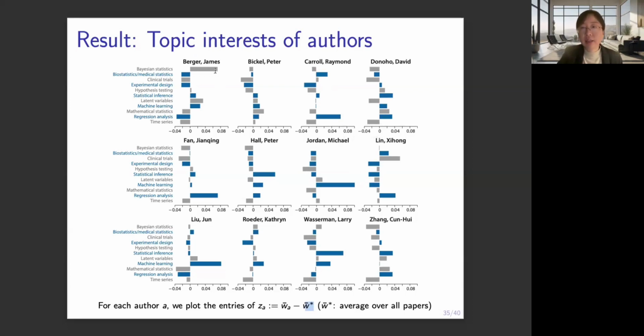Some other examples: Professor James Berger is well known for his research in Bayesian statistics, so he has a very high bar here in Bayesian statistics. Professor Fan has a high bar in regression, and Michael Jordan has a very high bar in machine learning. There are some other authors whose research interests are more spread over different topics, for example David Donoho, Peter Bickel, and Cun-Hui Zhang. They are more like theoretical statisticians. They develop mathematical theory for all different kinds of topics.